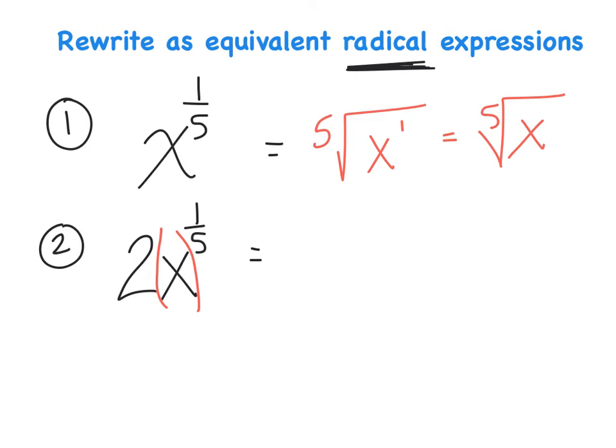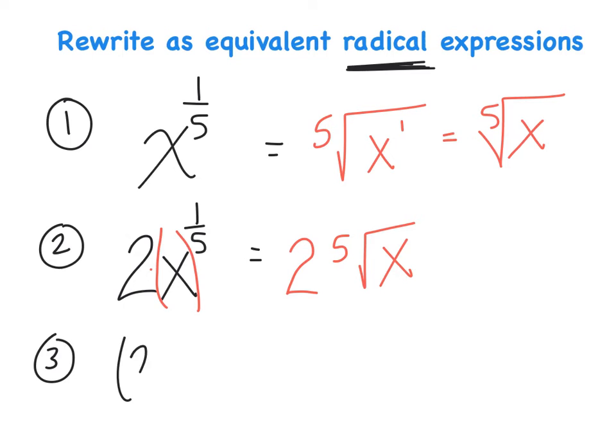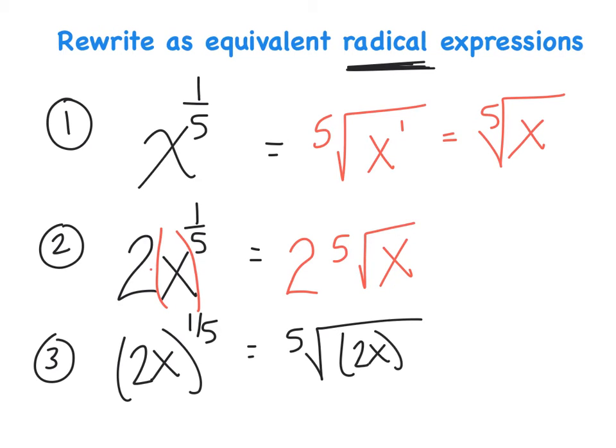So notice how I rewrite this. The 2 stays outside because it's being multiplied by the 5th root of x to the 1st. Okay, so this is where they're going to get sneaky. Be very careful. This 1/5 is only on the x. Let me show you what it would look like if it was around both. The problem originally would have said the quantity 2x to the 1/5. Now I can say, okay, this is the 5th root of 2x to the 1st. And notice how I kept my parentheses and used the first power in there. We'll try a few more.